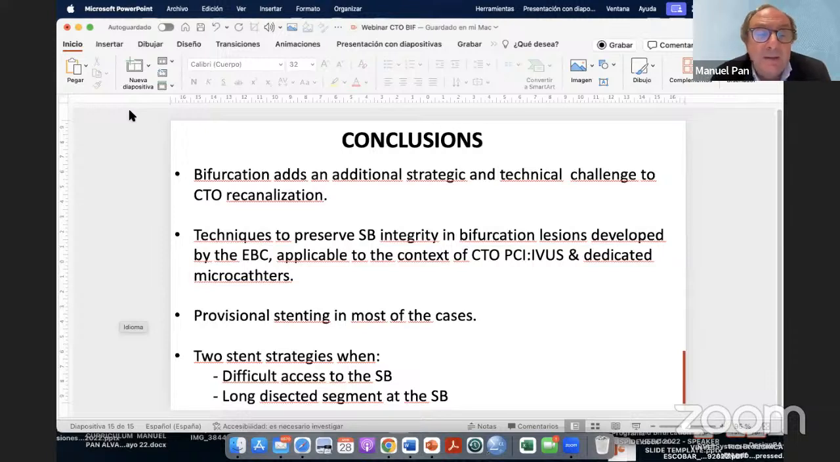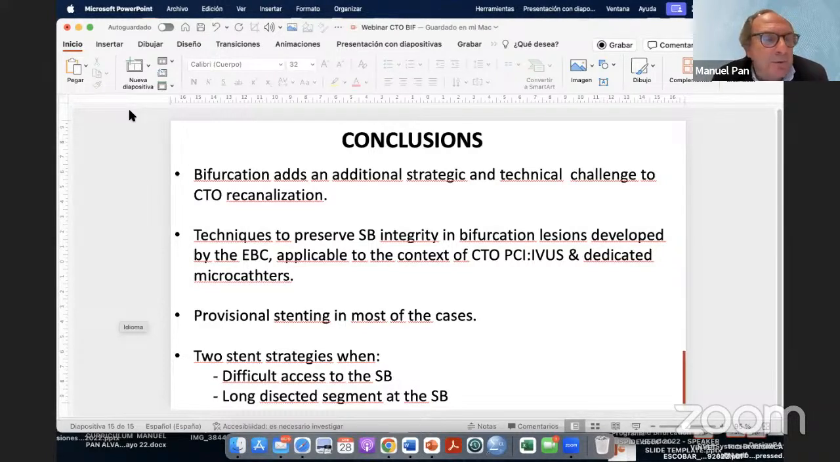Yeah, I think it's a difficult situation. There is not a definitive rule to approach this problem. I think that if the side branch has a retrograde collateral, you can use it. This is a possibility. But in general, bifurcation located in the body of the CTO is a factor of failure of the procedure in terms of recovery of the side branch.